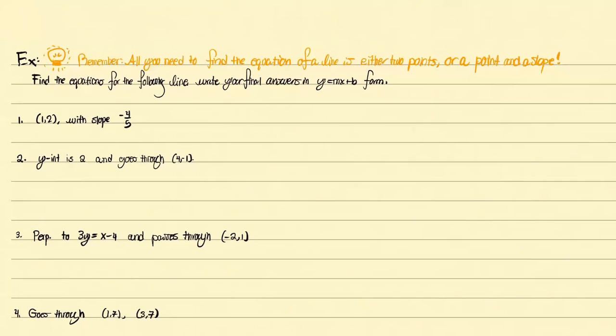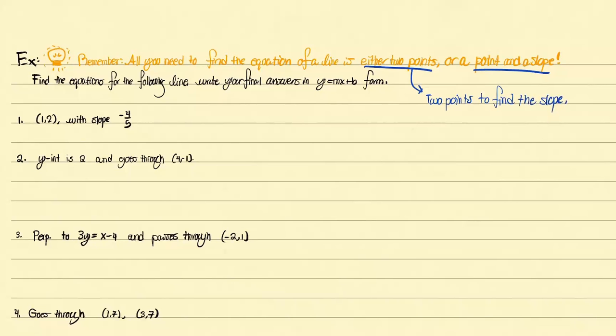The takeaway from a lot of this is, in order to write these equations of lines, all that is required of us is either 2 points, in which case we can use those 2 points to find a slope, or a point and a slope to find the equation of a line. So all we need is either 2 points or a point and a slope. The only difference between these cases is we use the 2 points to find the slope. So it just has one extra step.